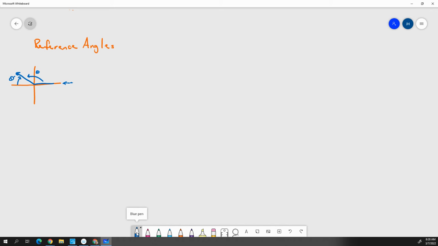So if it's in quadrant 1, there is no reference angle. It's its own reference angle, right? In quadrant 1, everything's just positive, no reference angle. But if it's in quadrant 2 and you want to find the reference angle, there is a formula. To find that theta prime, if we are talking about radians, we would use pi minus theta. If we were talking about degrees, we would use 180 degrees minus theta.